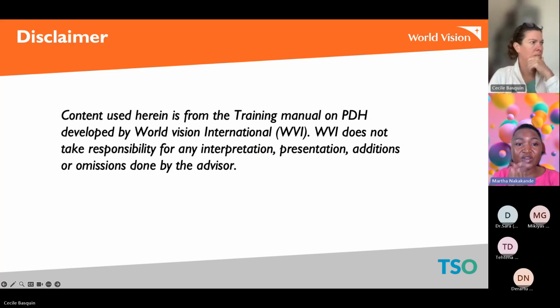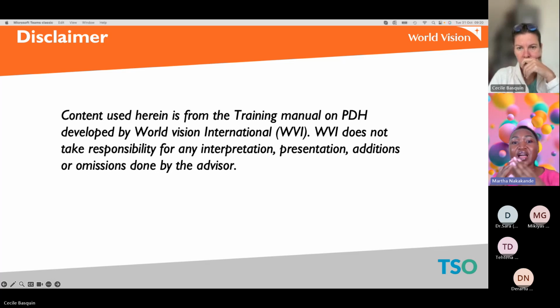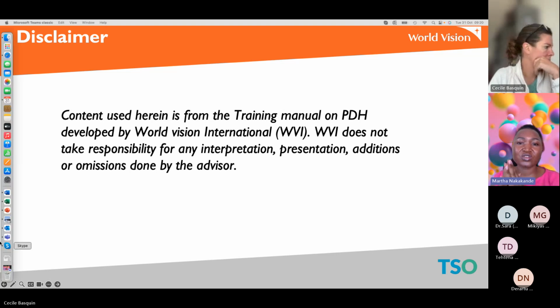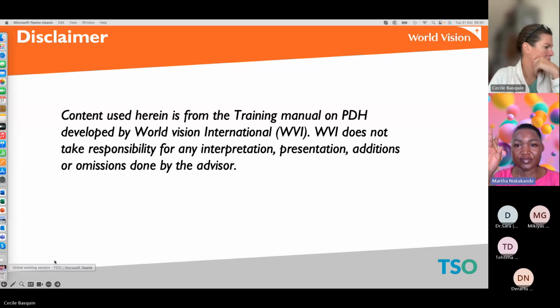Before we go ahead, I wanted to make it clear that the information that we're going to discuss here is really based on the training manual that was developed by World Vision. But any interpretation that we have, the presentation, any additions or omissions that are done during this presentation are not the responsibility of World Vision. It's important that we share that, since we're using a product that is not our own. Next.